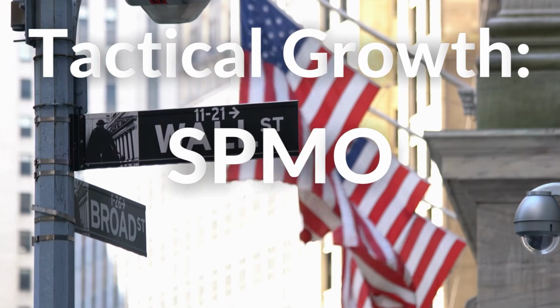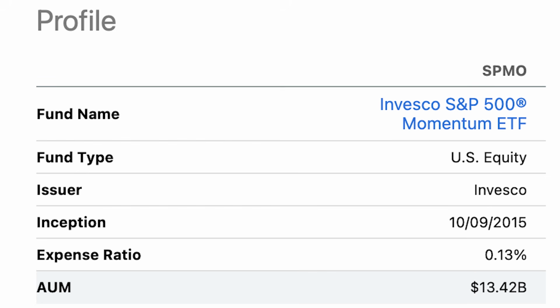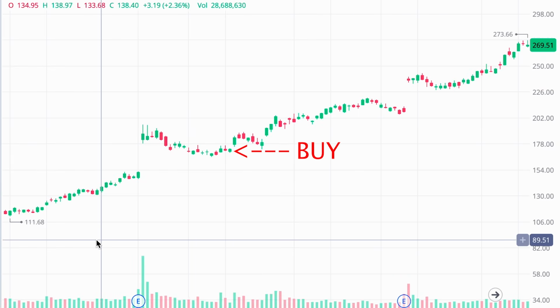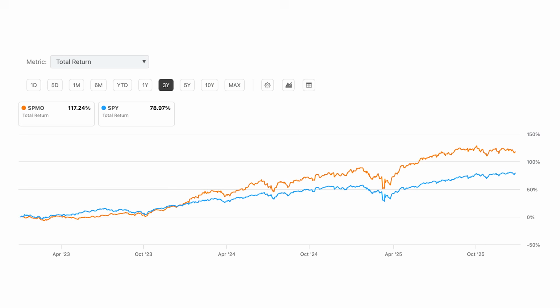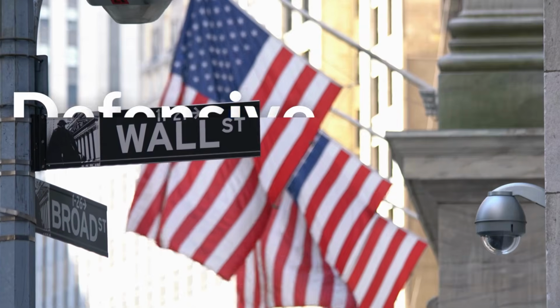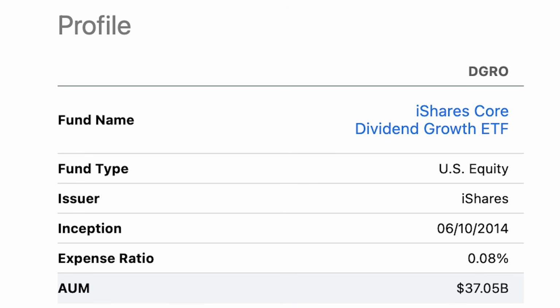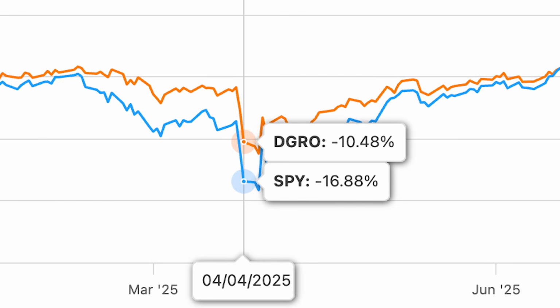For the strategic growth component, we will use SPMO, another powerful ETF with over $13 billion in assets under management and a focus on momentum. This is tactical because momentum stock selection is designed to capitalize on the continued growth of a specific stock. It has proven to be one of the most powerful tactical growth ETFs in the market. And for the defensive portion, we will use DGRO. This is a well-known dividend ETF with over $30 billion in assets. It is designed to smooth volatility with an emphasis on value stocks.